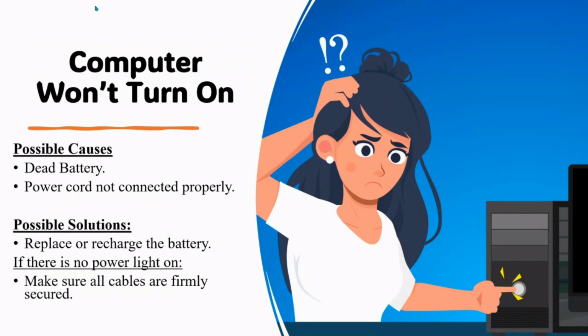So with troubleshooting, you know that once we figure out the problem, we're going to apply some solution. So these are some possible solutions for the causes that were mentioned above. So if the battery is dead, or maybe it could be a bad battery as well, then you might need to replace the battery or recharge the battery. If there is no power light on, then you have to ensure that all the cables are firmly secured. So the cables are connected properly.